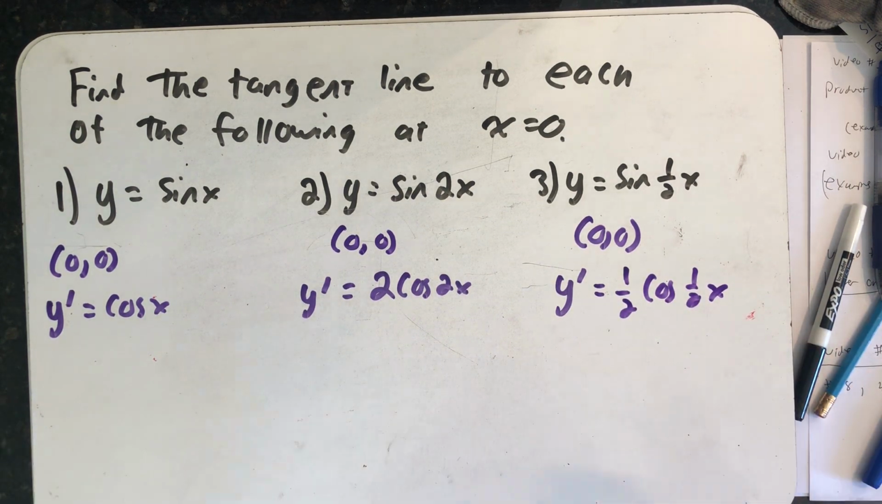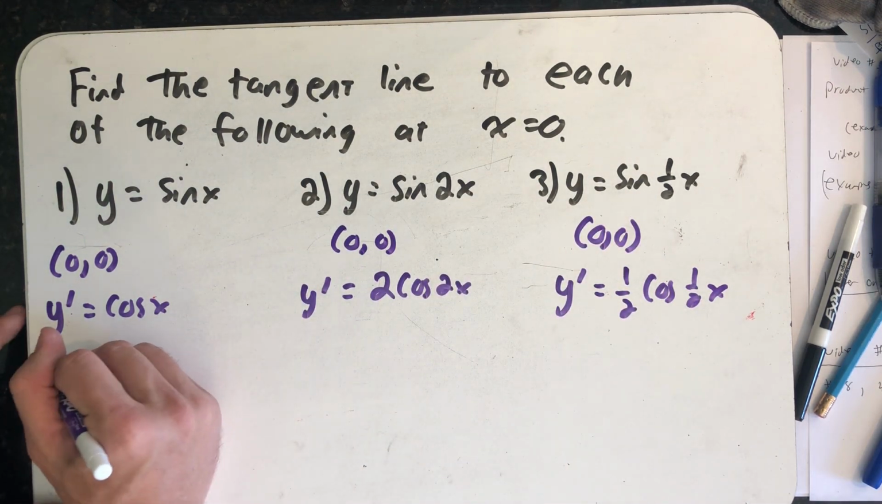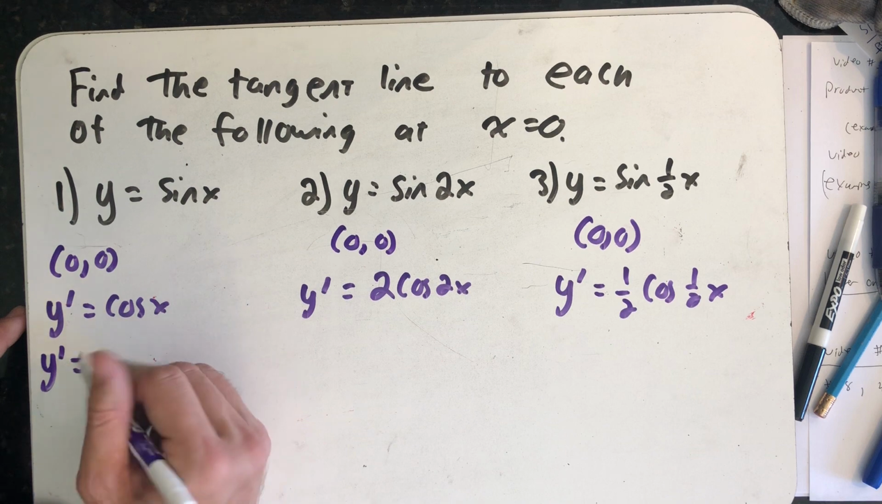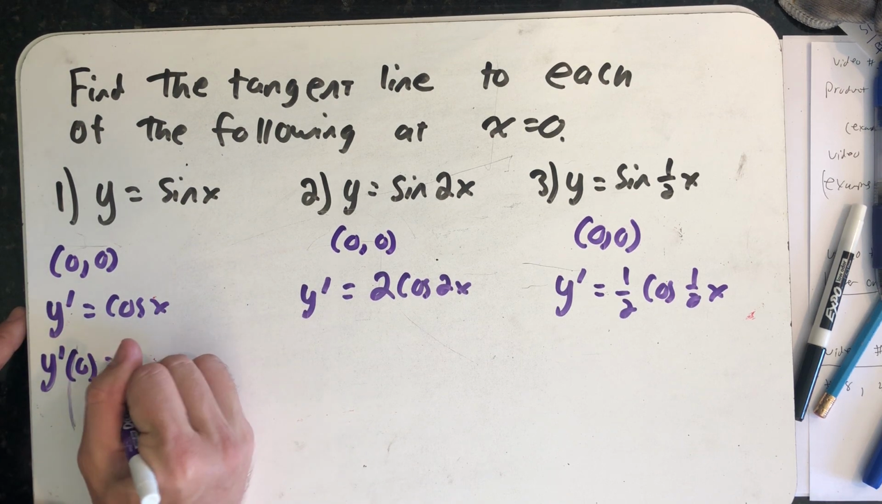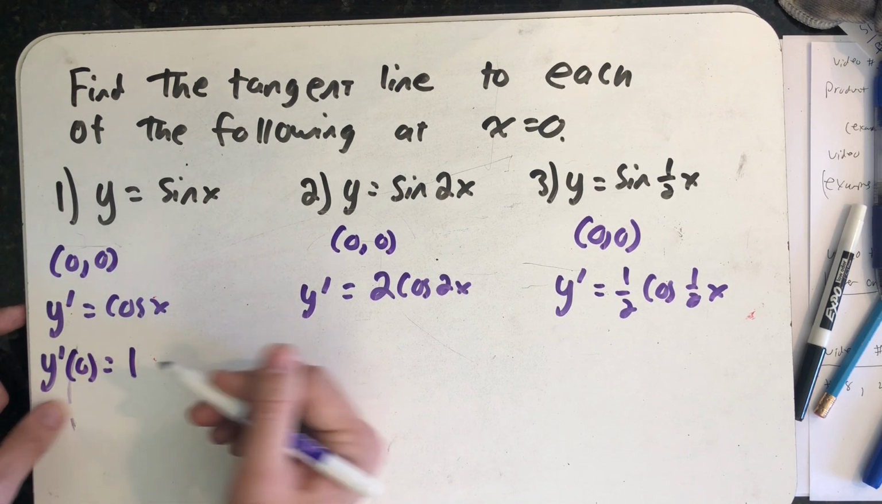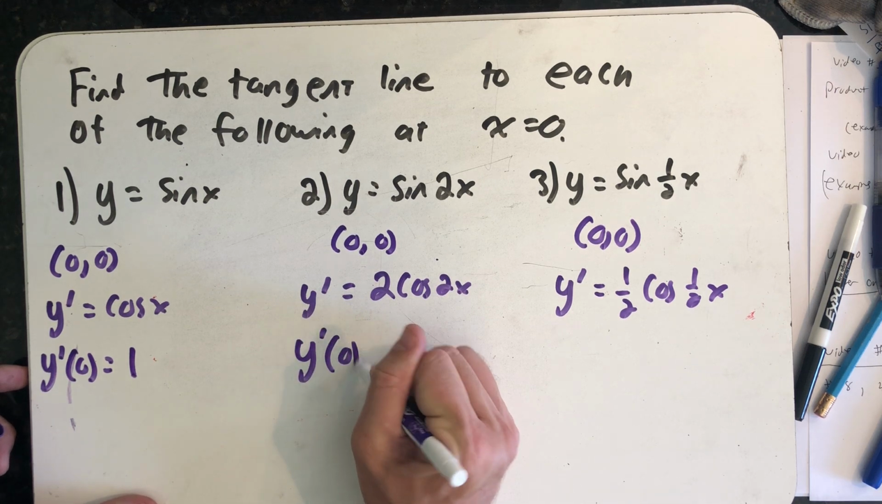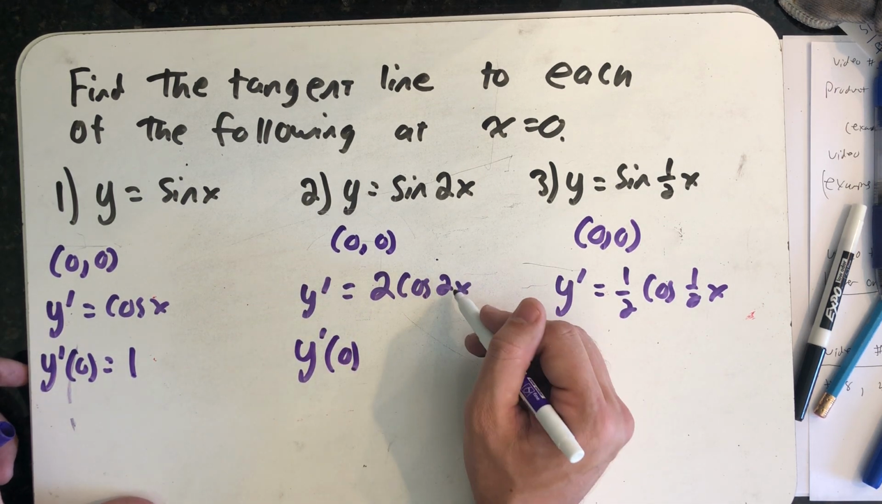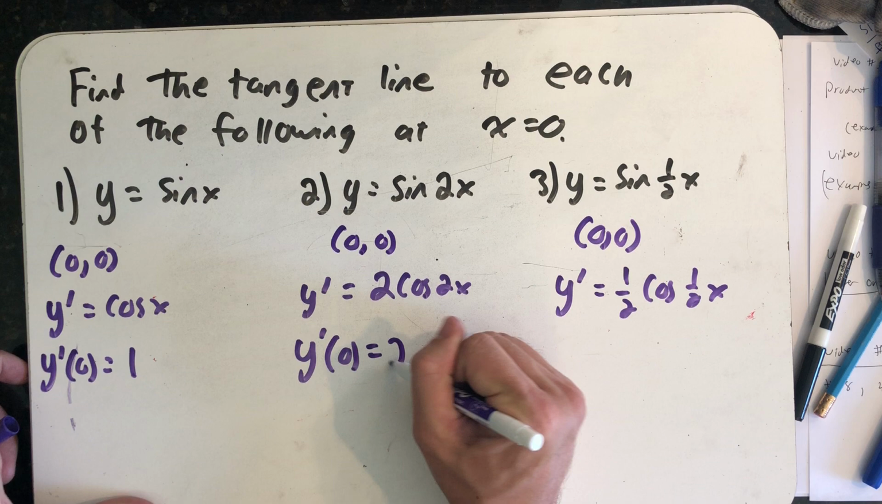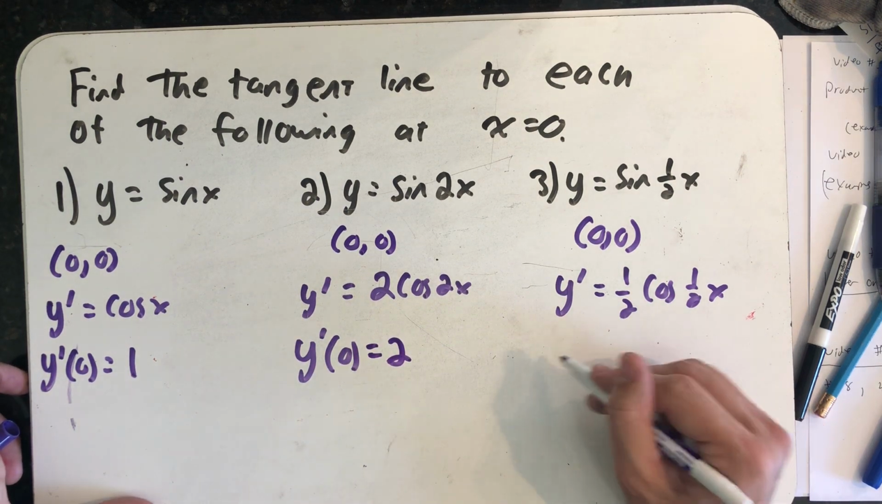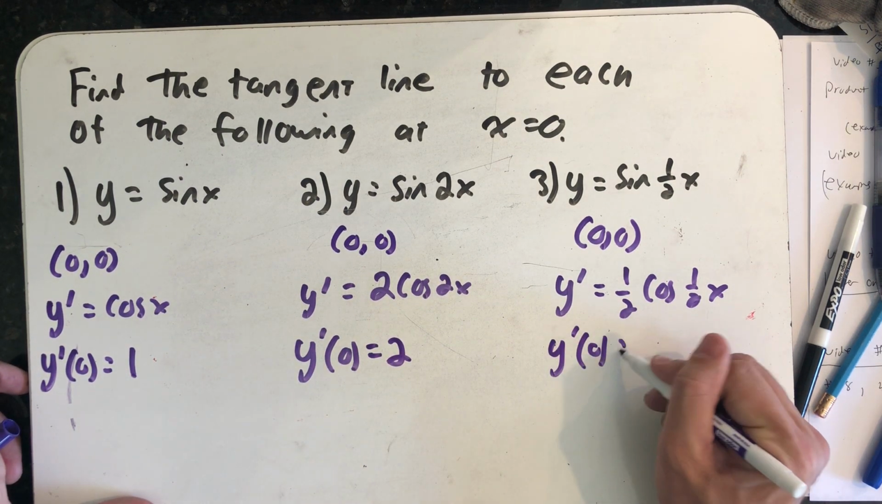And there I have my nice happy derivatives that I need to evaluate at x equals 0 to get the slope of my tangent line. So y prime of 0, cosine of 0 is 1. 2 times 0 is 0, cosine of 0 is 1 times 2 is 2. And for the same reason, I'll have a slope here of 1/2.